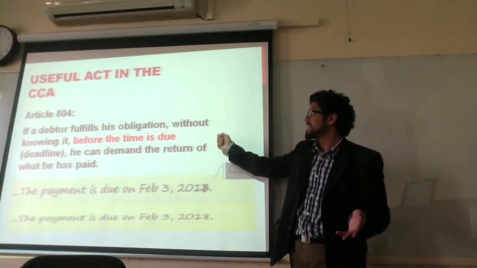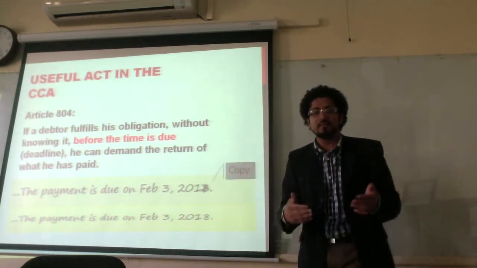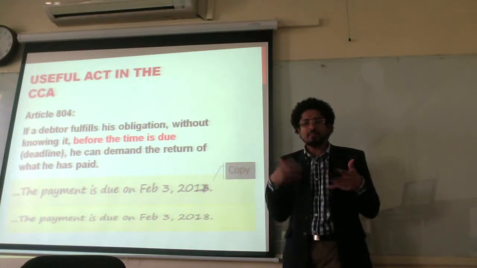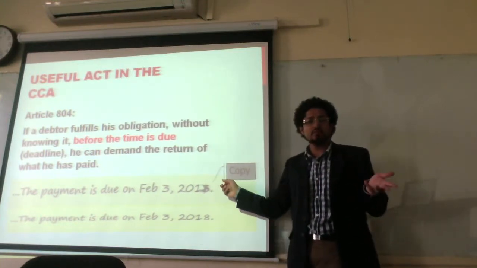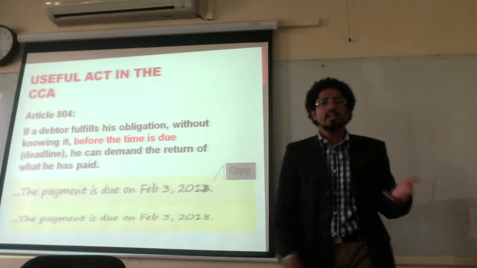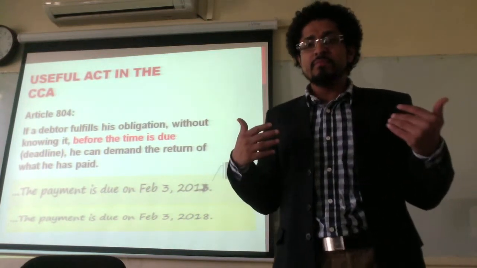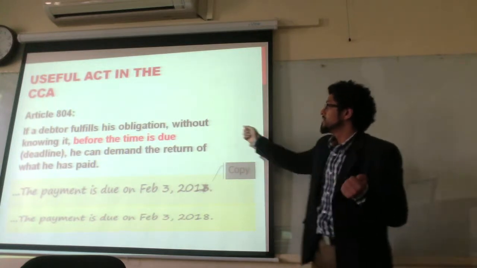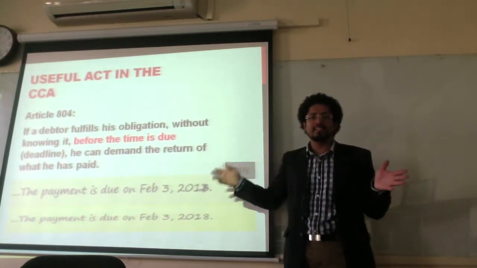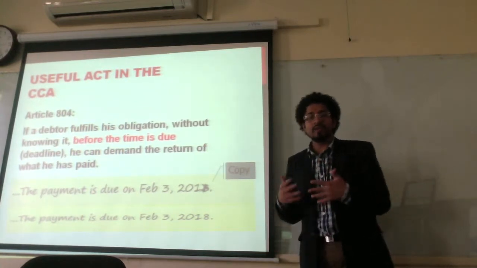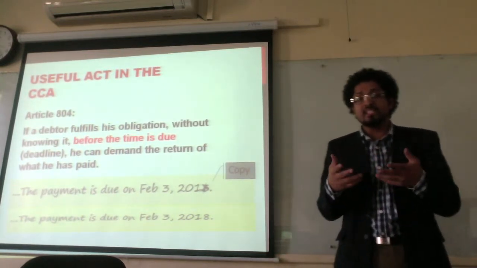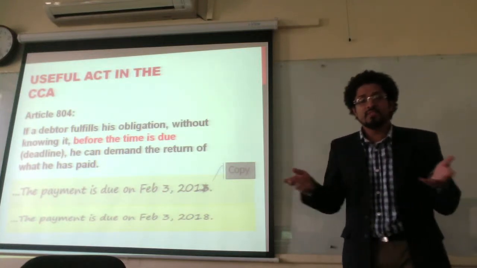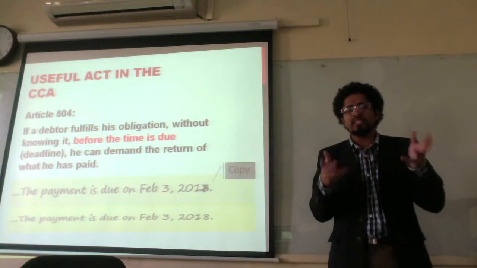If a mistake has been made, and the payment has been made too early, the party can ask for that money back, because there was a mistake on their part, and the reason the law permits this is that it's just seen as fair. And the emphasis here is without knowing it. So without knowing it means that it wasn't their intention to pay ahead of time. They just weren't aware that they were paying ahead of time. So this is what we mean by useful act or unjust enrichment.